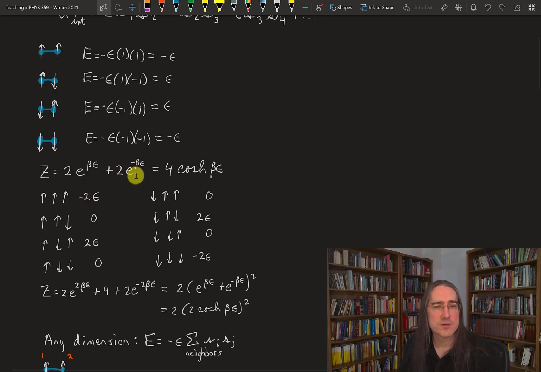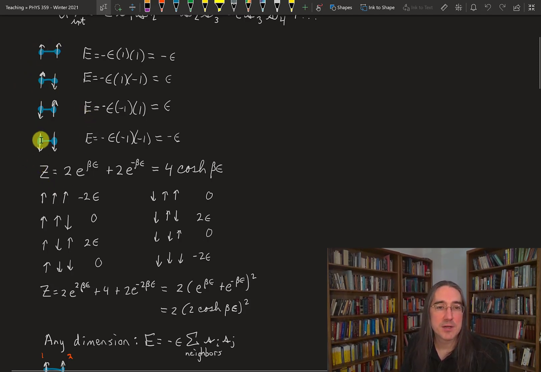This hopefully looks familiar. We've seen hyperbolic functions earlier on in the course, right? e to a real power plus e to minus that real power. This is going to give us a cosh, hyperbolic cosine, not cosecant, hyperbolic cosine. And of course, it's this plus this over 2 that is the hyperbolic cosine. So we've got double that and then 2 in front of each. So actually doubled again. So this is 4 times the hyperbolic cosine. Okay. Good. So we've got 4 cosh beta epsilon. That's our partition function if we have a 2-element chain.